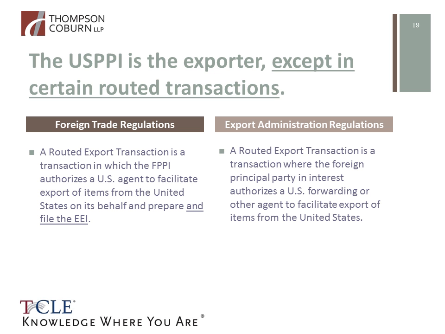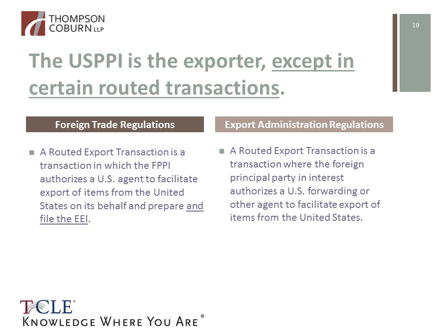The Department of Census defines a routed export transaction as a transaction where the foreign principal party in interest authorizes a U.S. agent, think of it as a freight forwarder, to facilitate the export of the items from the United States and to prepare and file the electronic export information. There must be an authorization for both, to prepare and file the electronic export information and to facilitate the exportation of the goods. That's the reporting side of the house. On the export control side of the house, we have a different definition. A routed export transaction is a transaction where a foreign principal party in interest, the FPPI, authorizes the U.S.